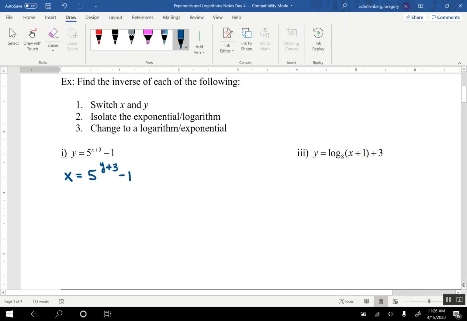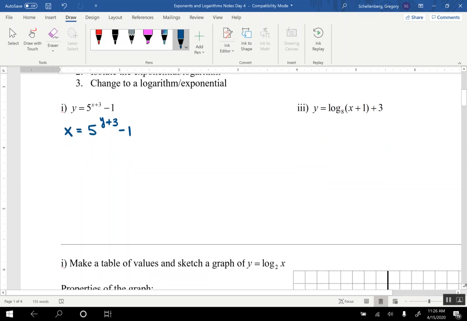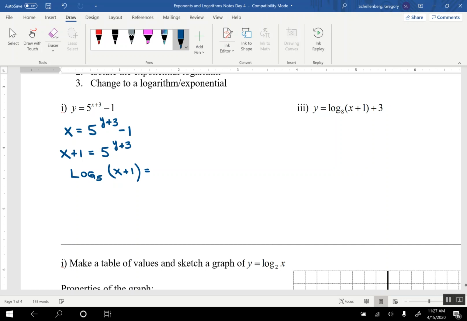And we're going to look to isolate the exponential here. So I'm going to take that negative 1, move it to the other side. We get x plus 1 is equal to 5 to the y plus 3. And from here, we will convert this exponential to a logarithm. So the base of the exponential becomes the base of the logarithm. So we're going to get log base 5 of our solution, which is x plus 1. That becomes the argument of our logarithm, is equal to the exponent, which in this case is y plus 3.